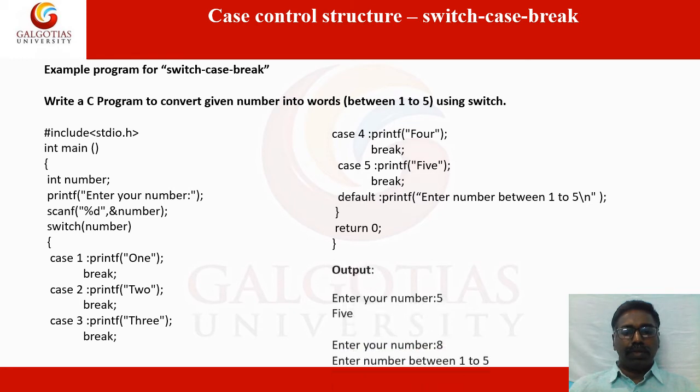To execute this program, we need several types of input and output. The first input: enter your number. The user gave 5, so the output is 5. Five is printed on the screen. Next, the second run: the user enters 8. The output is: enter number between 1 to 5. That is the default switch case.